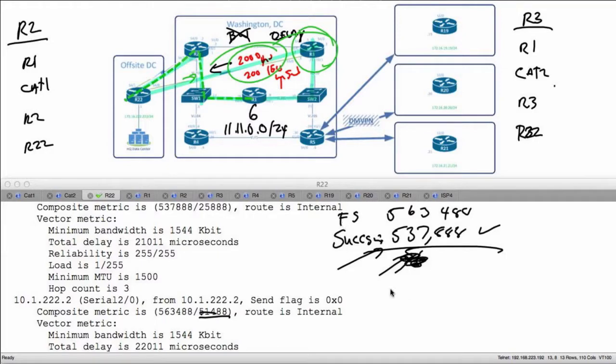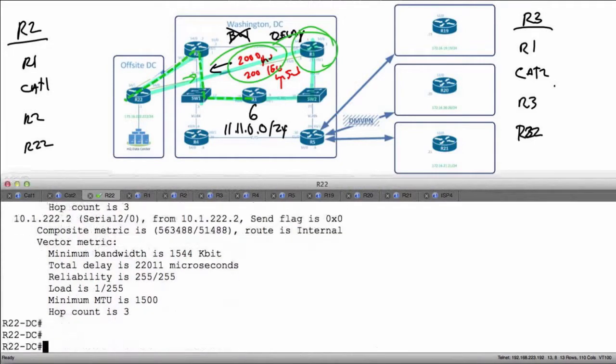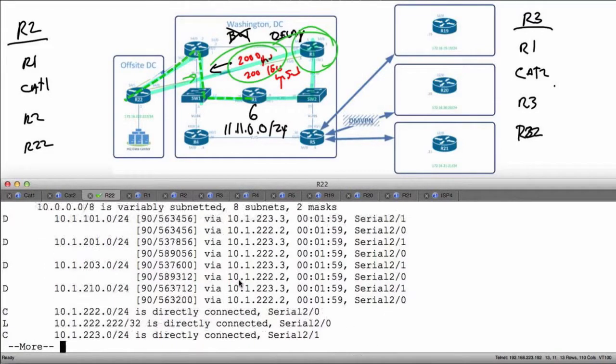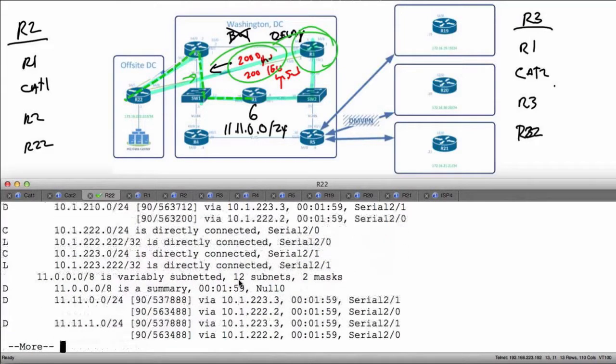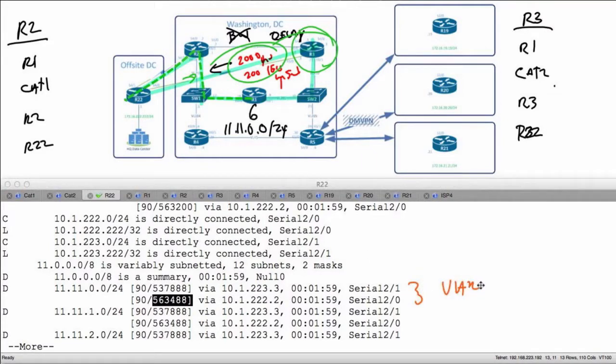Now what we did is we used the variance command. We used the variance number of 2, a coefficient. So that means that this prefix right here, or this metric, could be up to 2 times worse than this one, and we would still do load sharing. So let's take a look at what the outcome is. On this device, show IP route, and let's scroll down till we get to 11.11.0.0, and notice now we're load sharing. We're load sharing, but our metrics are different. And that is again because of this idea of the variance command.